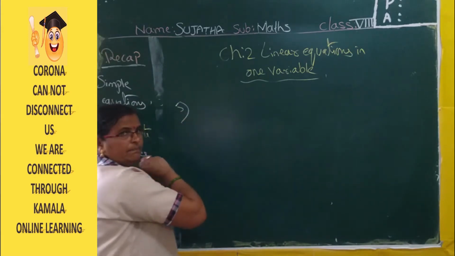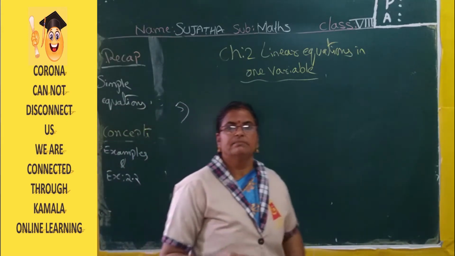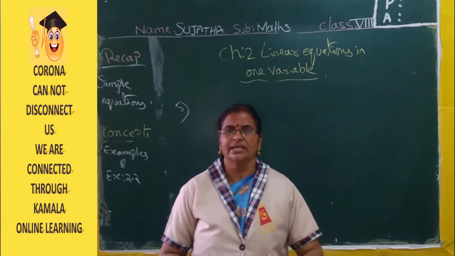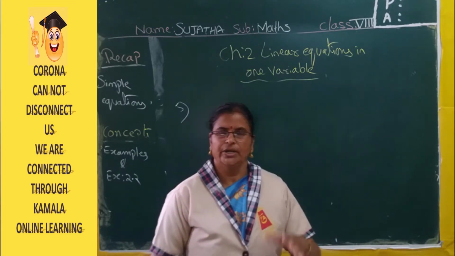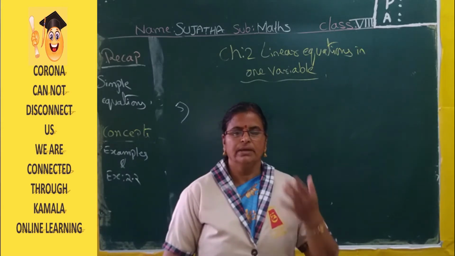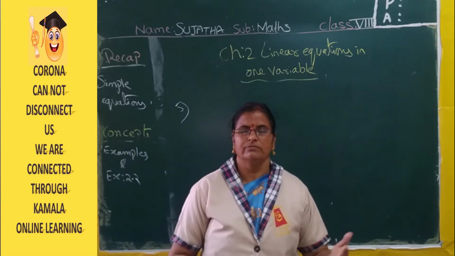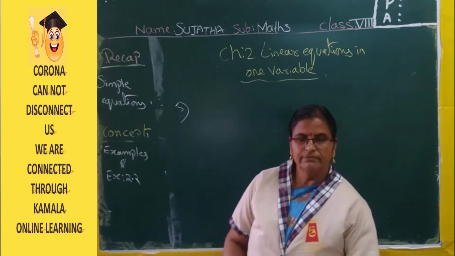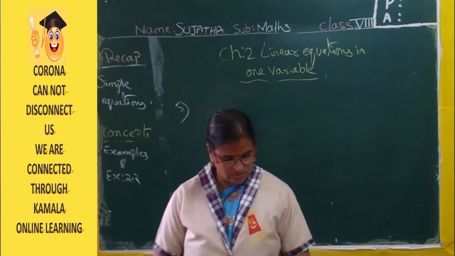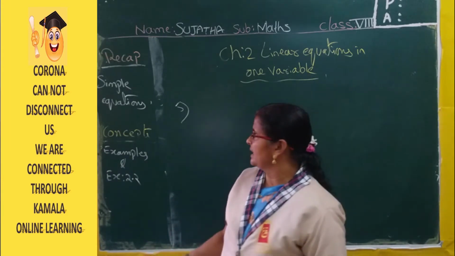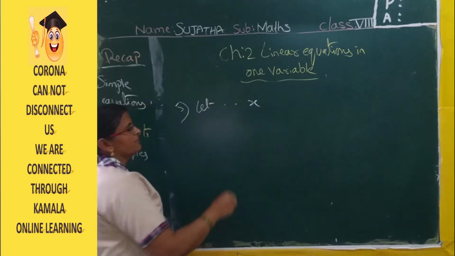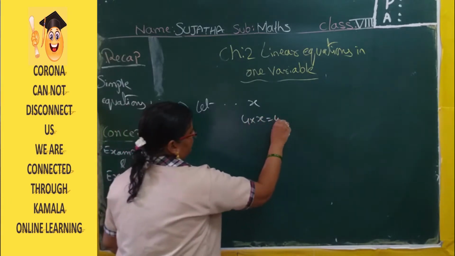Example 5 I am explaining. Why am I explaining examples again? Because each sum has a different concept, so once again I want to revise that one. Already you did the homework, but in the previous session I gave only the homework, and either you understood or not, that's why I am explaining once again. By seeing these examples only we will solve the 2.2 exercise. Now, 4 times a number, let the number be x. Then 4 times x means 4 into x, that is 4x.